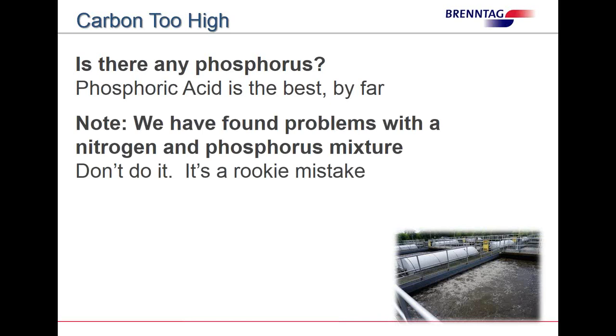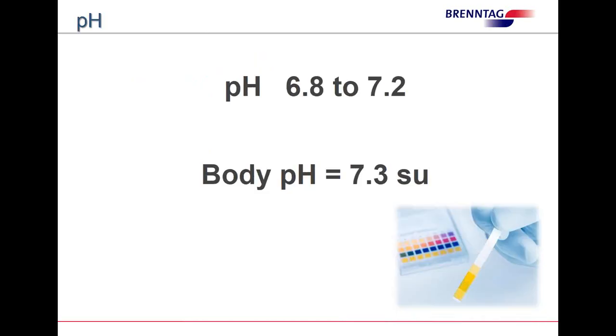Now, I want to give you a quick note here. We have found problems with nitrogen and phosphorus mixtures. I wouldn't do it. I think it's kind of a rookie mistake. There's companies out there saying we'll put the ammonia and phosphorus both into one tank and feed them. We're not having that much luck with it keeping the nitrogen and phosphorus up because it restricts your ability to add more nitrogen, less phosphorus, or more phosphorus and less nitrogen. So we need to keep that rookie mistake out of there.